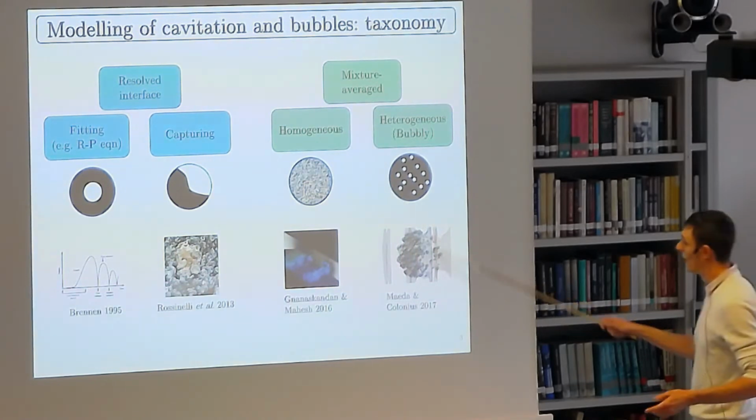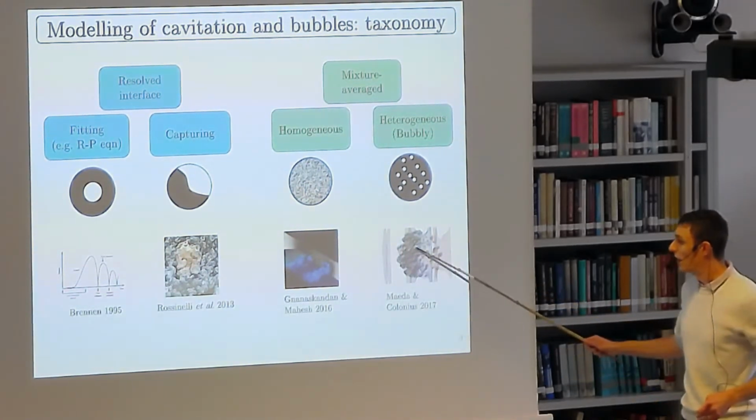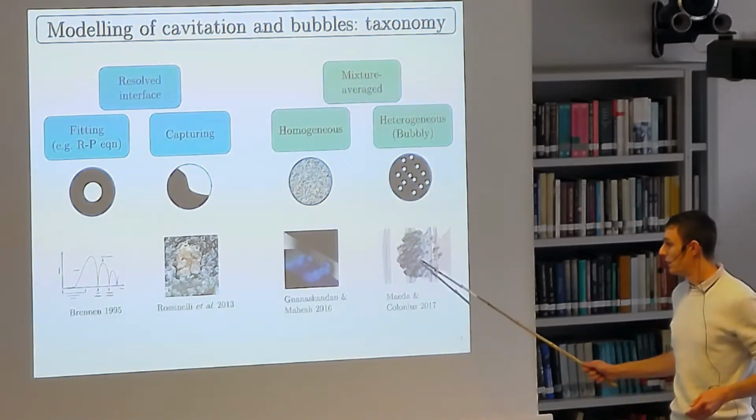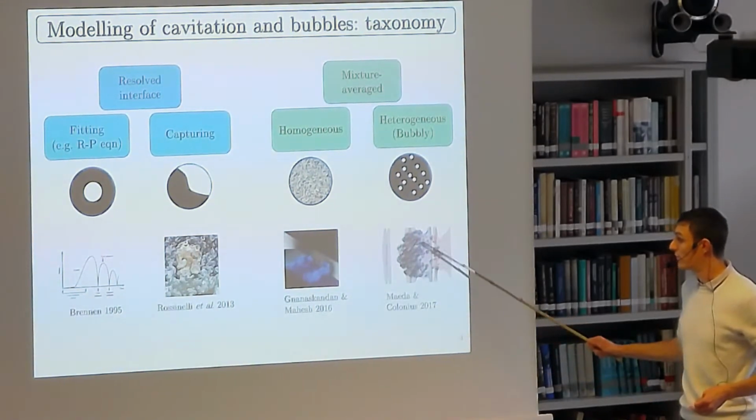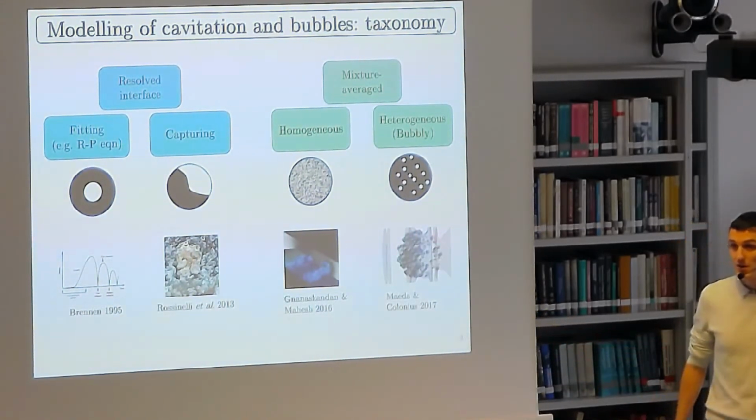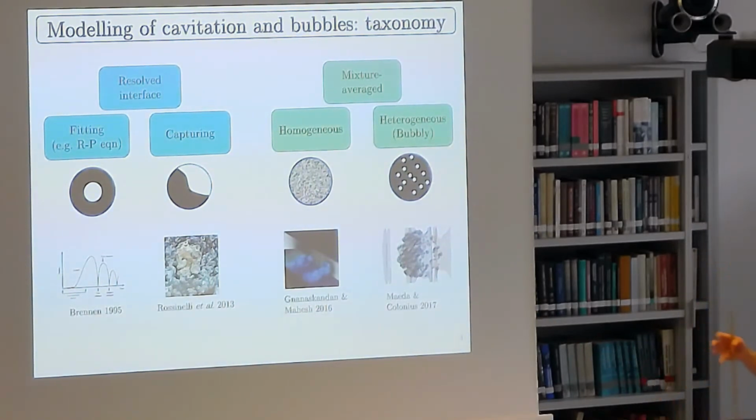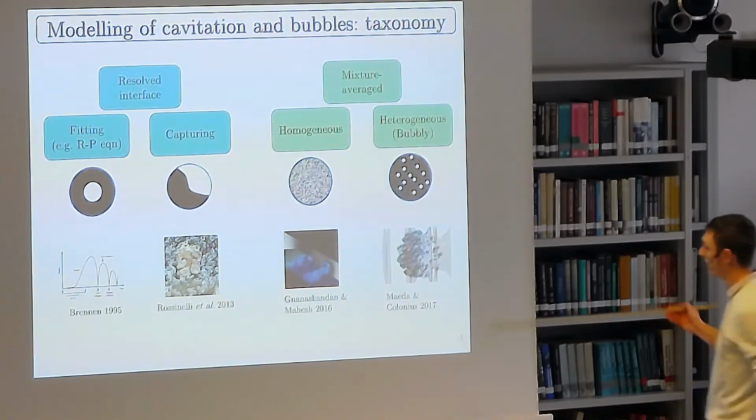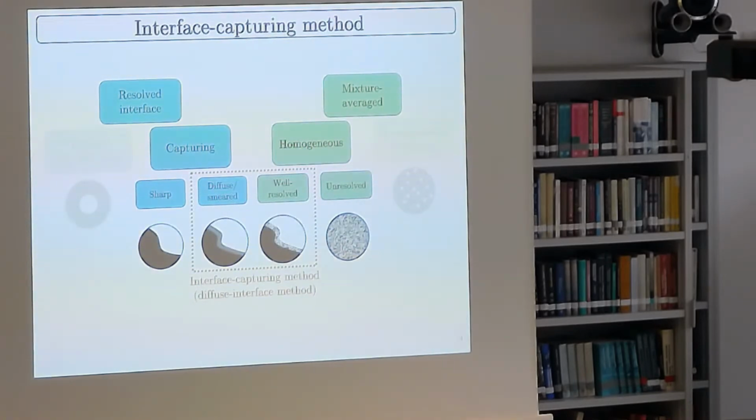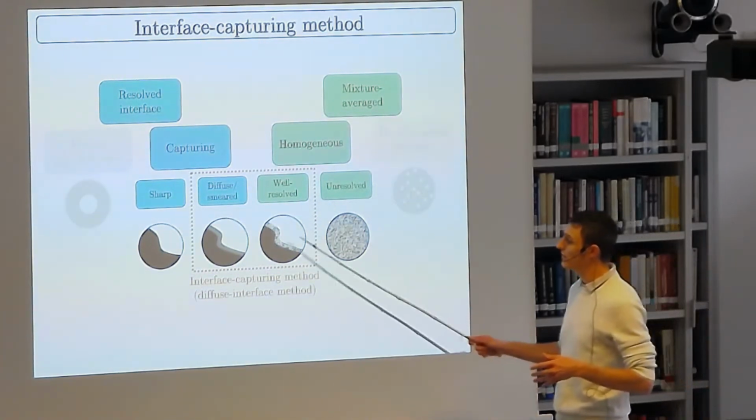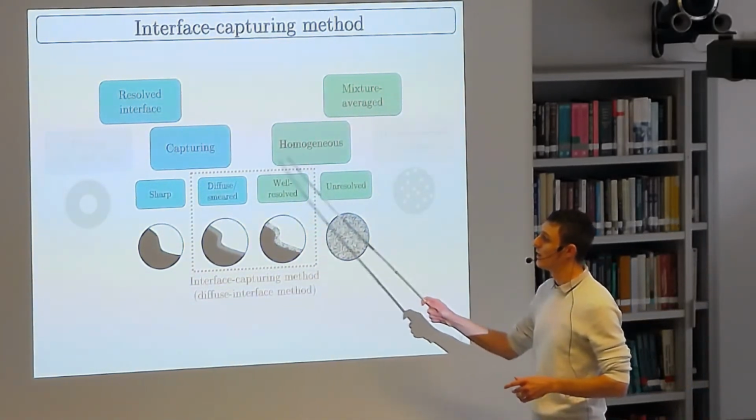So here you have some examples. I like this one, which was in the continuity of Daniel Fuster's work, where you have some Lagrangian bubbles that follow a Rayleigh equation, and then you have an Eulerian framework with source terms that make the connection between the two. And so what I will present today is a little bit between the two approaches.